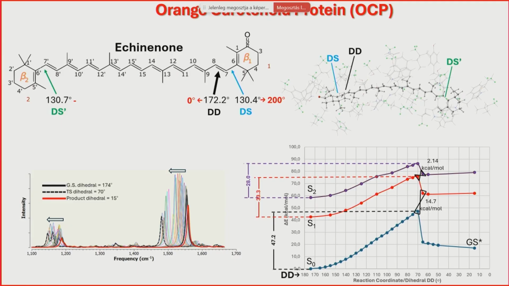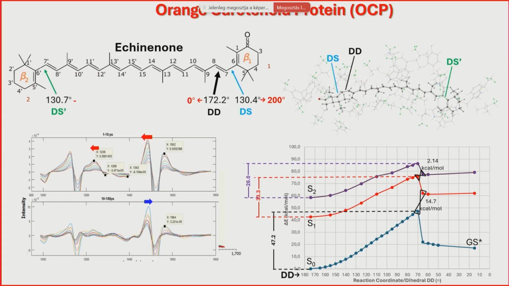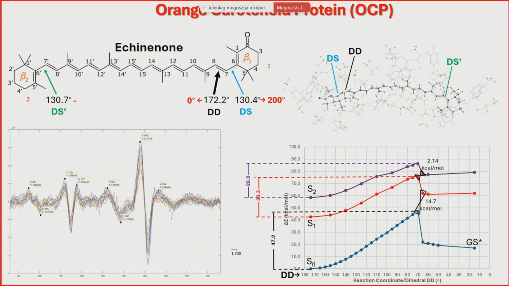And finally, for each of those points, we can compute a Raman spectrum. Here we can see that as we progress, there is a red shift of the main bands. Experimentally, we can also see this from a linear experiment. From 1 to 10 picoseconds, we can see red shifts of those bands, while at higher delays here, there is a slight blue shift of the main band.